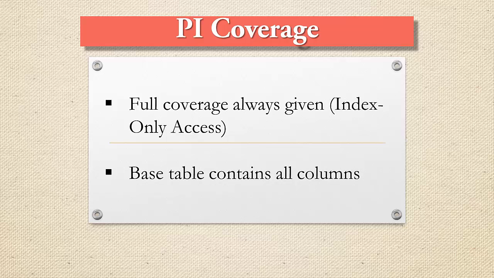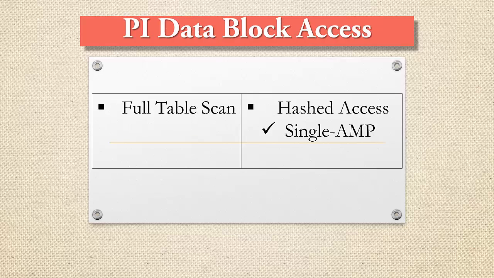By the very nature of the base table, full coverage is always achieved with the primary index. As the primary index is on the base table itself, all columns of the base table are ready at hand when we use the primary index. With a primary index there is no full table scan anymore, but only hashed accesses. And typically single table amp direct accesses occur.